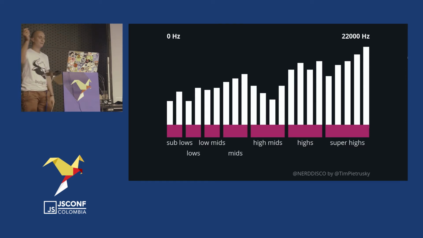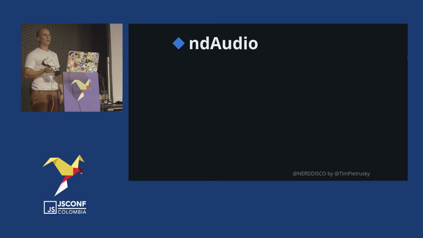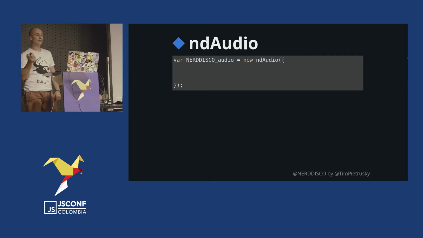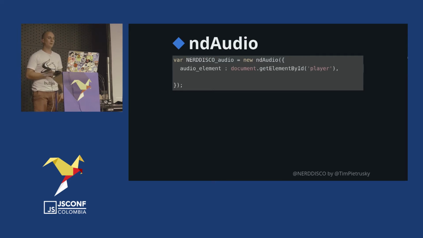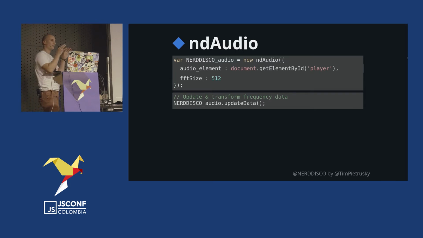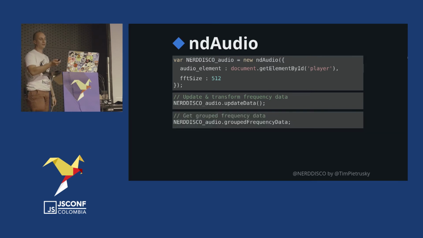But you don't have to worry about this, because I created an abstraction for this called ND Audio. The only thing you have to do is create a new instance of ND Audio, pass in the reference to the player, and specify the FFT size. This does all the stuff I showed you earlier, but with not so many lines of code. And if you want to calculate the frequency data, these ranges, you just call the update data function, and then you get the ranges. You can just use them using the group frequency data property.